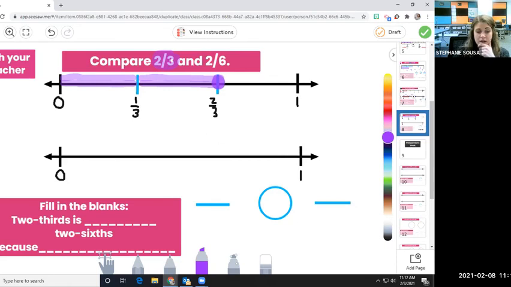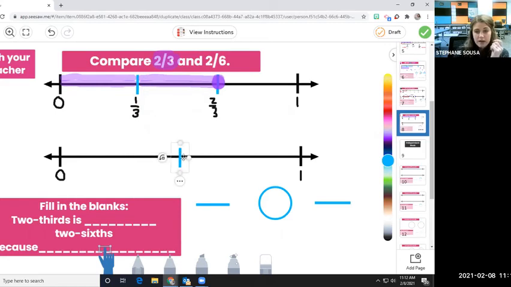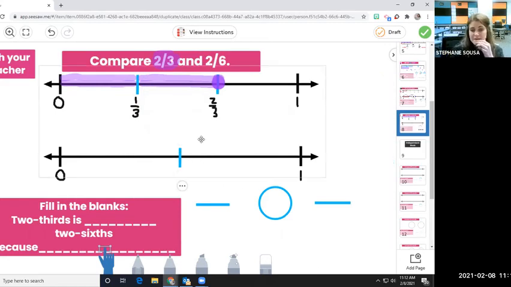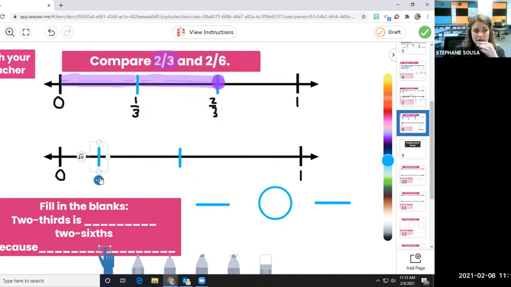Let's take a look at our 6. 6 is even. There are 6 pieces, so I can start in the middle. I'm going to duplicate a line and put it in the middle. Now I've cut my 6 in half, and I know that half of 6 is 3. So I've got to create 3 pieces over here on the left side. So I need to duplicate that line twice. Go ahead and do that. I'll leave mine here so you can see.